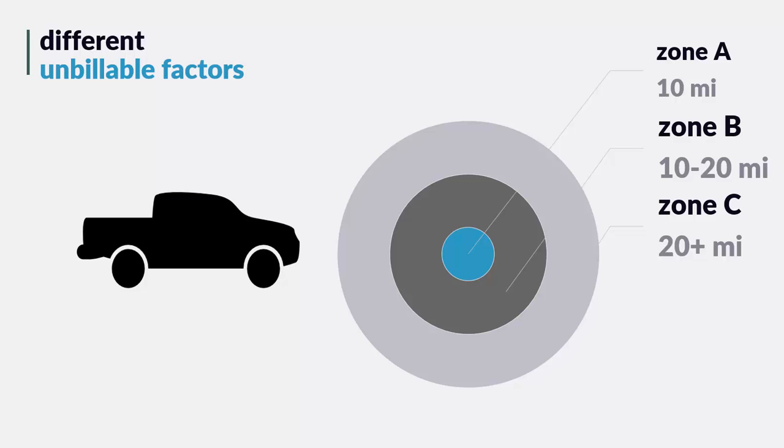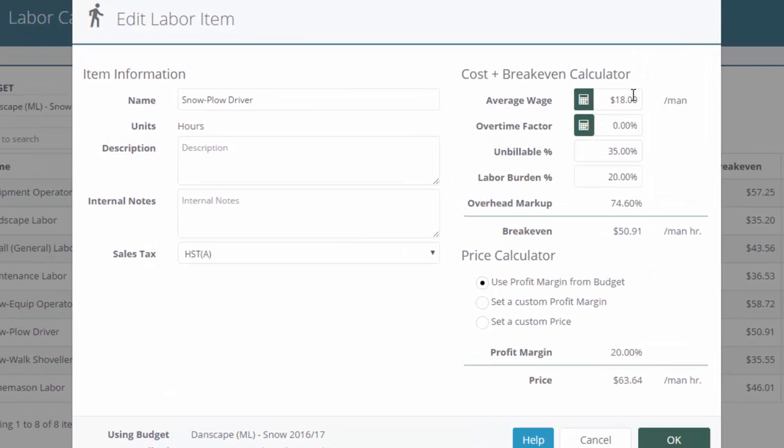So going back to our labor catalog and back to our plow truck driver, I've got a wage, an overtime factor, this unbillable factor, and your labor burden, which is the cost of payroll taxes, workers' comp, and unemployment insurance, etc. That's coming from your budget as well, but double check that number to make sure it's still accurate. And then it's going to read your snow budget's overhead markup on labor to give me that number. Then it's going to give me a break even. And then based on whatever your budget's net profit margin is, and mine happened to be 20%, it's going to calculate the rate per hour that I need to charge for labor to make back all my costs.